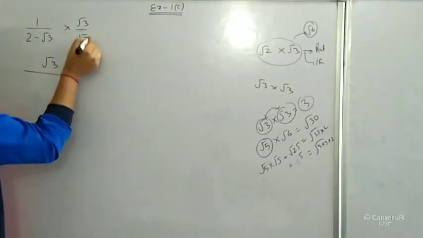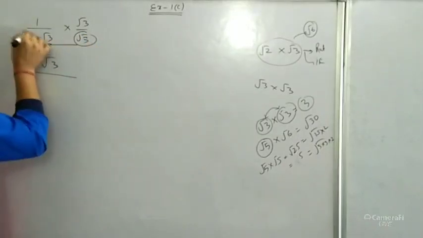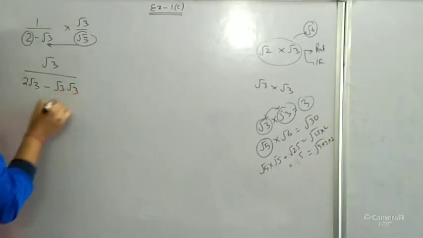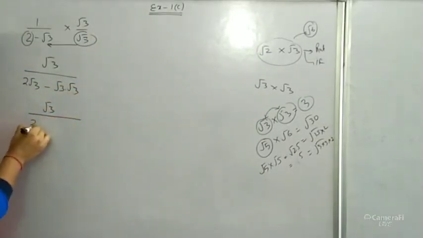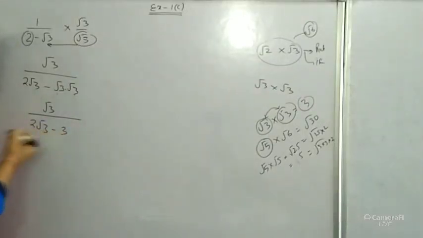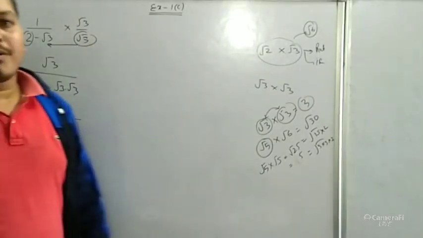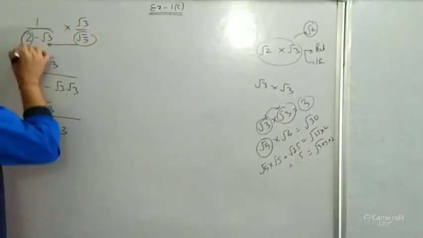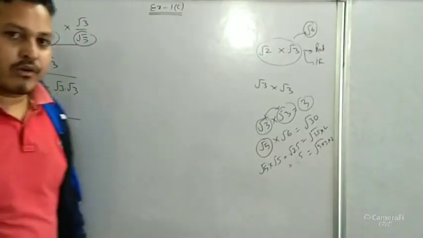Root 3 upon, multiply this root 3 by here, तो first multiply by 2, तो 2 root 3 minus root 3 into root 3, तो answer is root 3 upon 2 root 3 minus root 9, और root 9 क्या हो जाएगा फिर 3. Again the answer is coming in the form of the root 3. It means this method is fail in this type of the question. Okay, ये method fail हो गया इस टाइप के क्वेश्चन में.